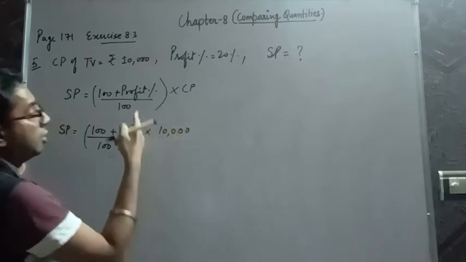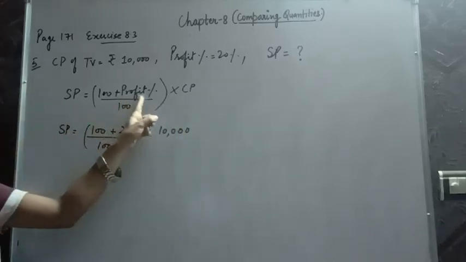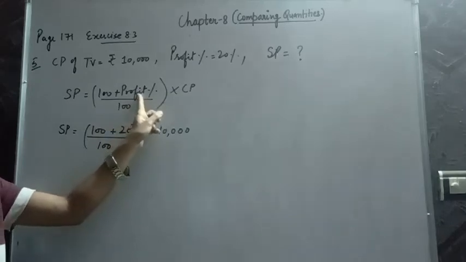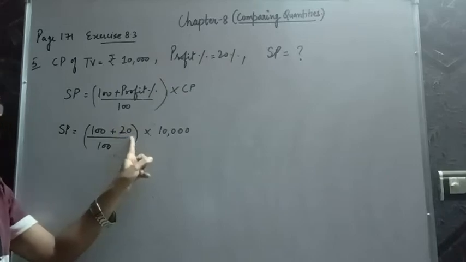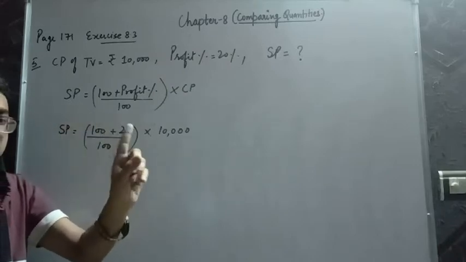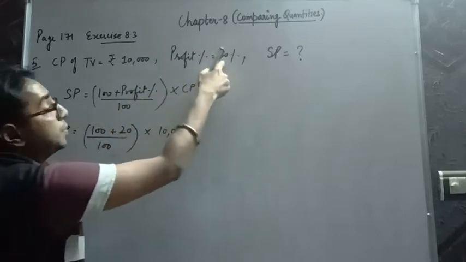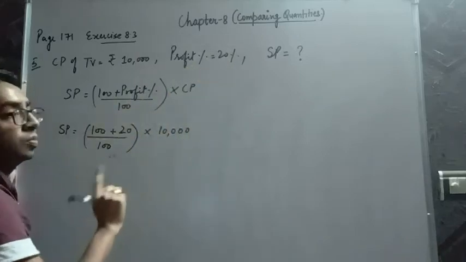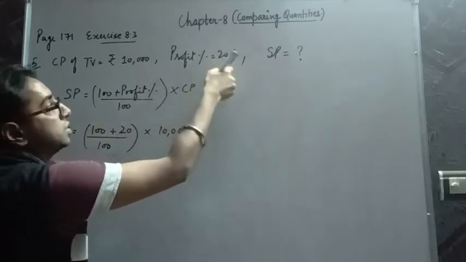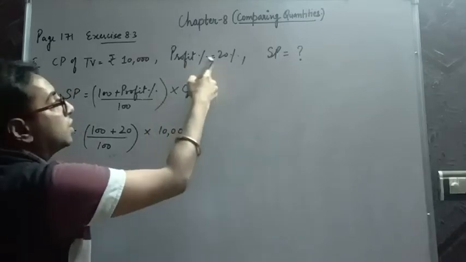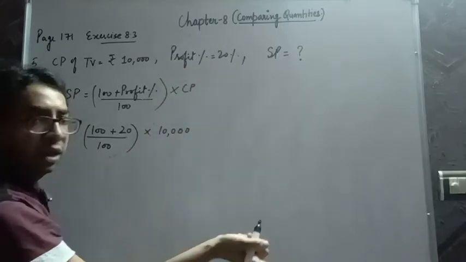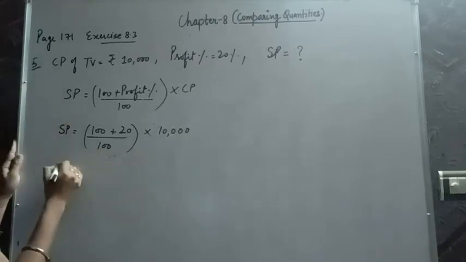Again I am repeating, please remember. Whenever profit percent is given to you, you will not write 20%. You will just write the value 20. That is not there. Profit percent is 20% only. So you write the 20 value, not the percentage with this, because this percentage is cancelling out each other. These two are cancelling each other, and that is why we don't need it. Clear? So let's solve it.